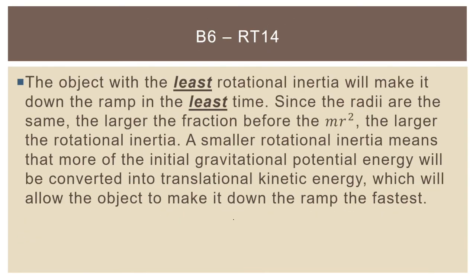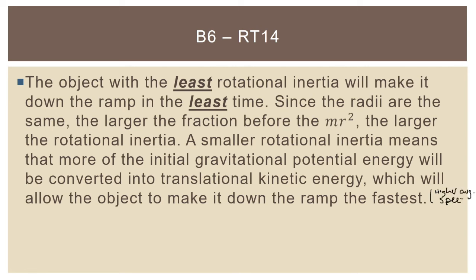The object with the least rotational inertia will make it down the ramp in the least time. Since the radii are the same, the larger the fraction before the mr squared, the larger the rotational inertia. A smaller rotational inertia means that more of the initial gravitational potential energy will be converted into translational kinetic energy, which will allow the object to make it down the ramp the fastest. And we can also say here that it will have a higher average speed.